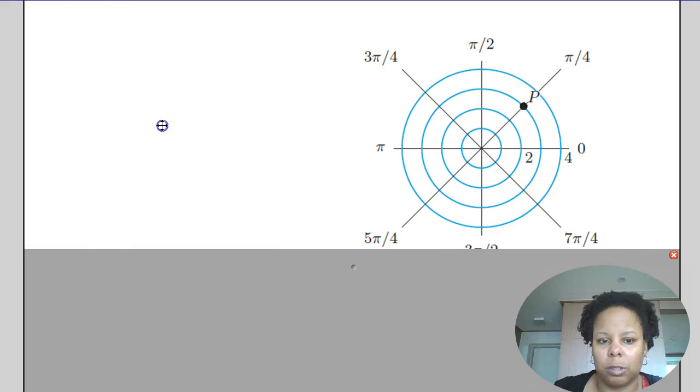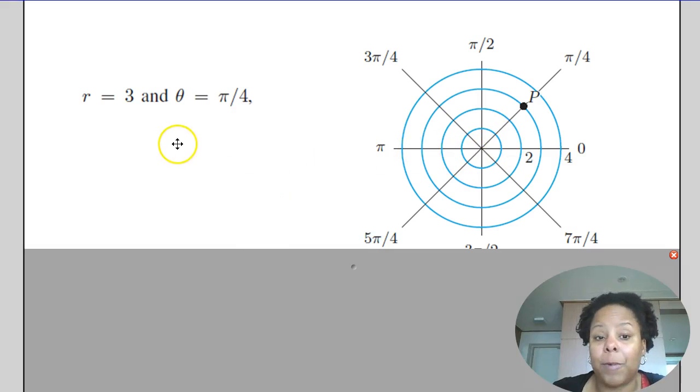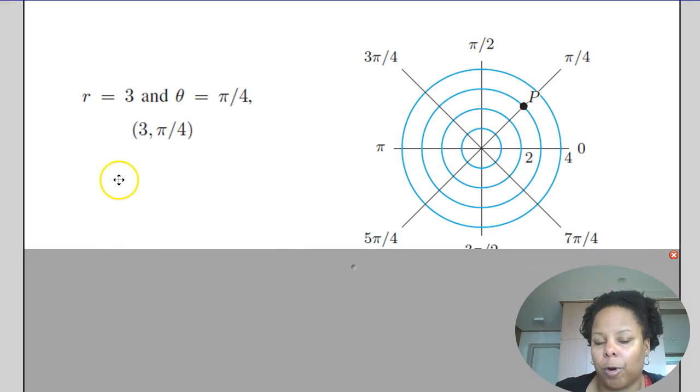Well, the radius is 3 because it's on the 3 circle. And the angle that it produces is pi over 4, because, as we can see here, it's on the line that represents a pi over 4 angle. Okay, so I can say that the polar coordinates are 3, pi over 4.